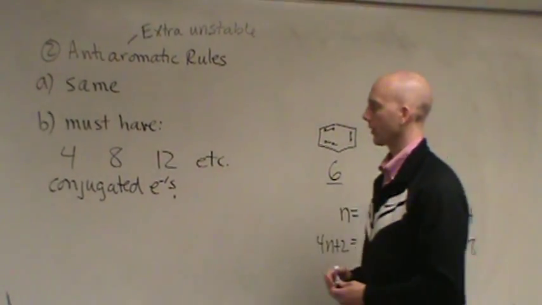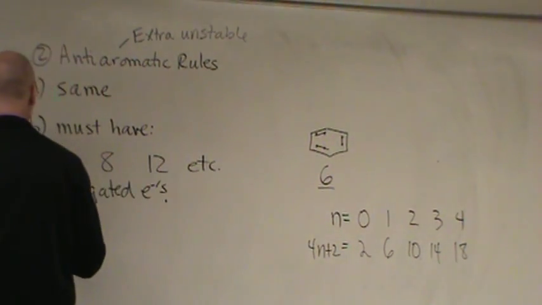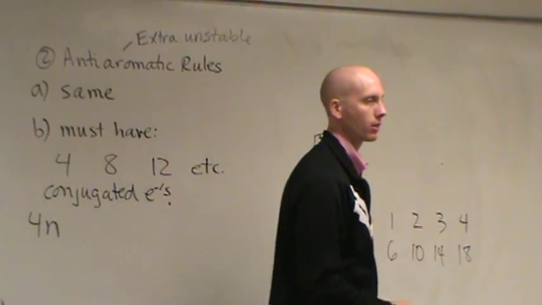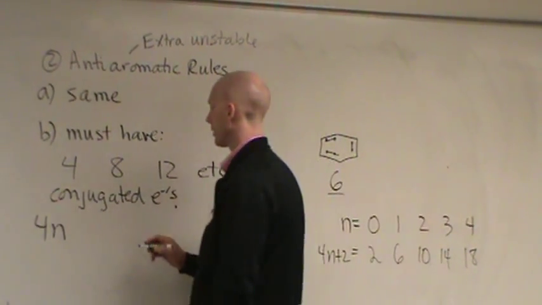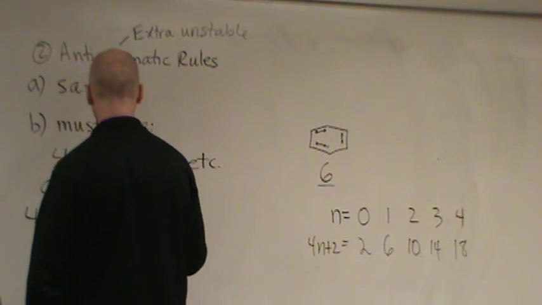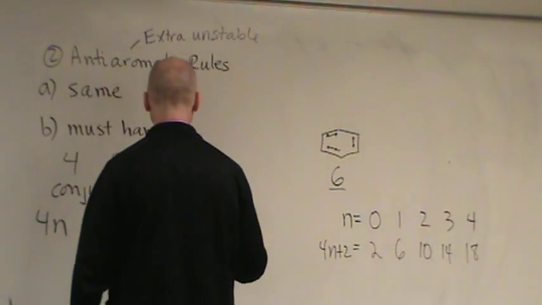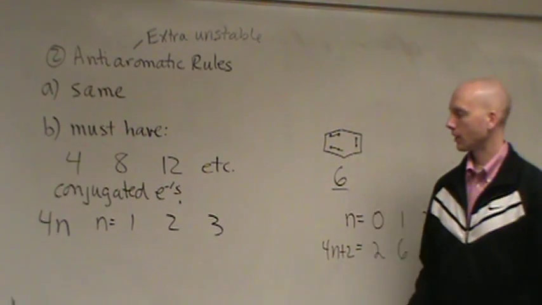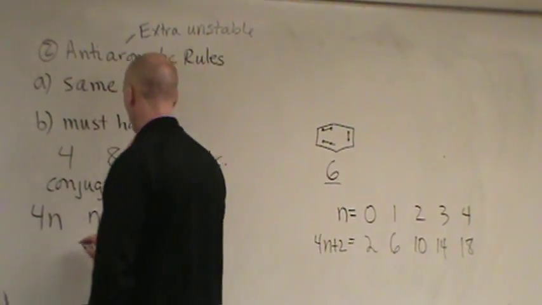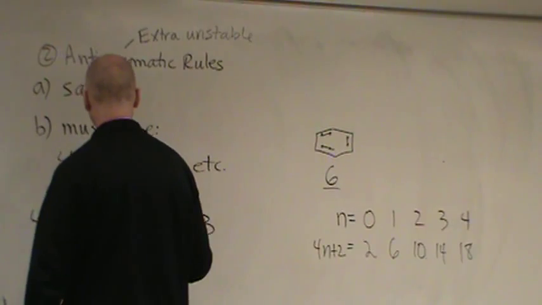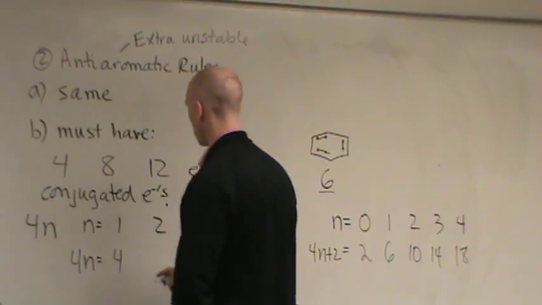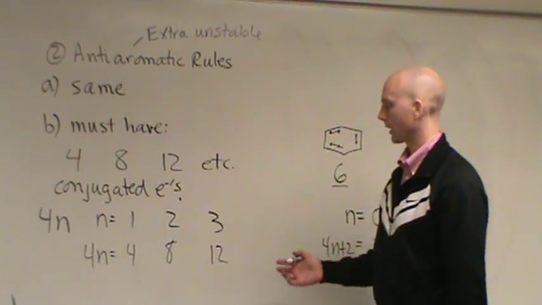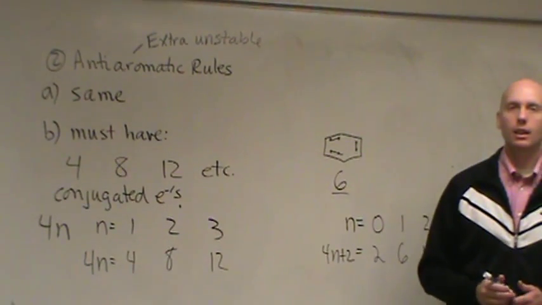Okay? And this rule follows the 4n rule, okay, where n starts with 1, 2, 3, and so on, okay? So that if n is 1, 4n is 4, 8, 12, and so on. The next one would be 16, and so on.